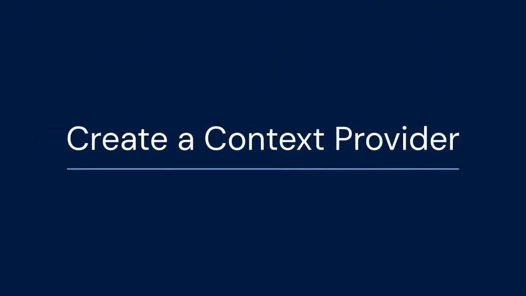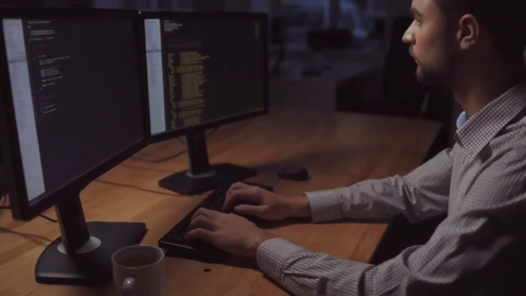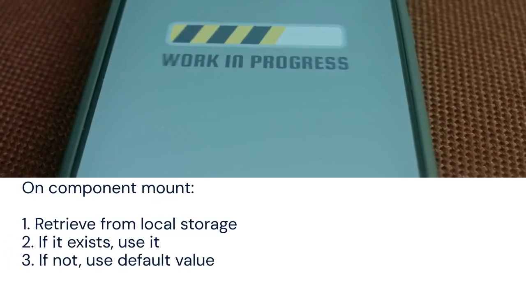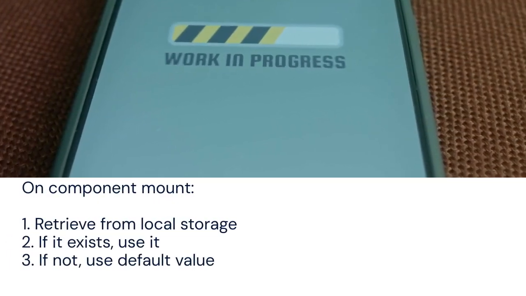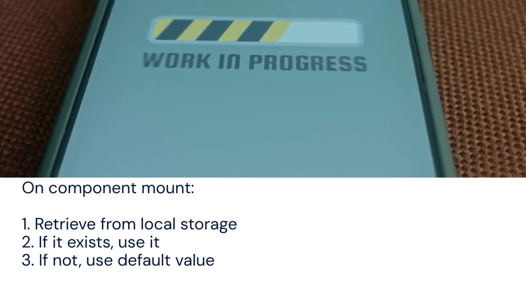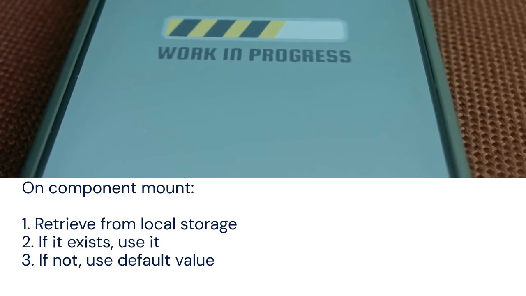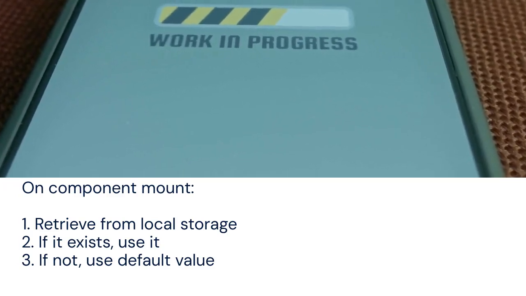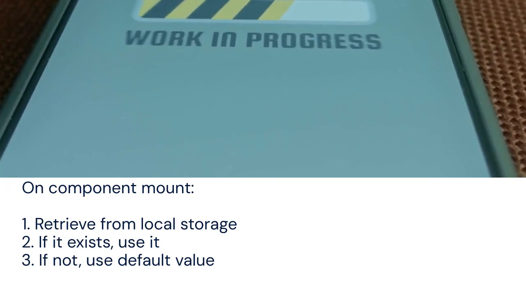Firstly, create your context provider. This provider manages the data you want to persist. It usually includes a state variable that holds the data. Inside the provider, use useEffect hook. In the useEffect hook, when the component mounts, retrieve the data from local storage. If data exists in local storage, update your context state with that data. If it doesn't exist, use the default value.